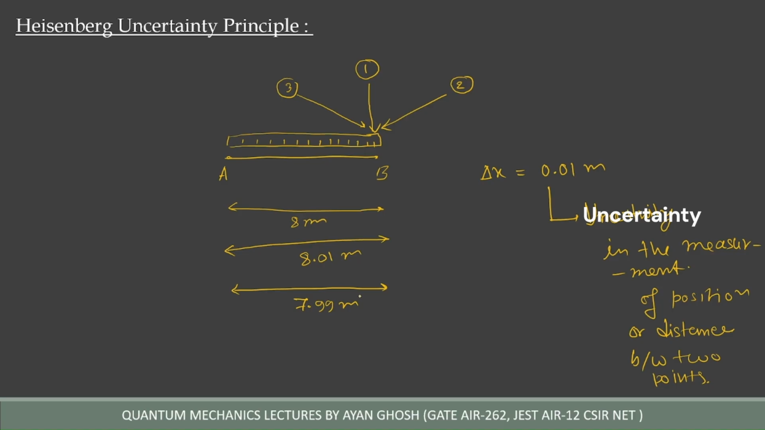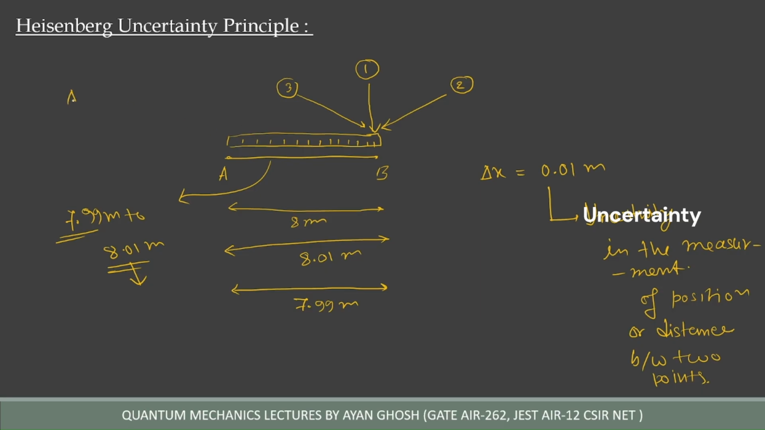So from this uncertainty, one can say that if any measurement is done to calculate the distance between 2 points, it can range from 7.99 meter to 8.01 meter. It cannot exceed 8.01 meter, and it cannot be lower than 7.99 meter.